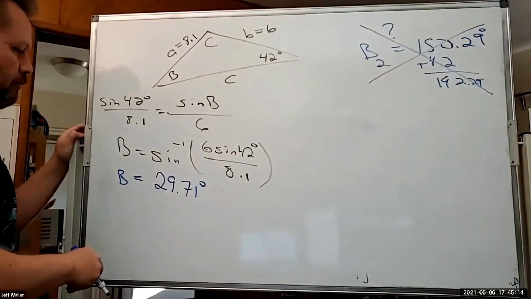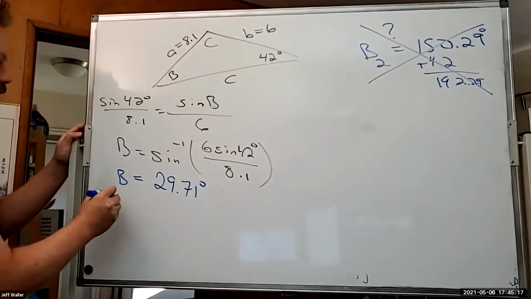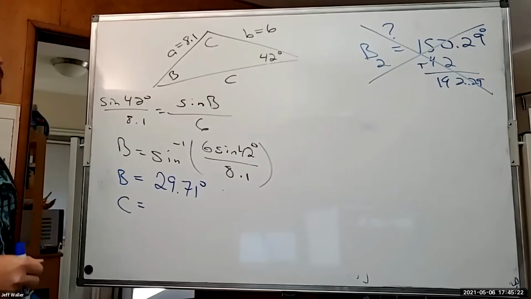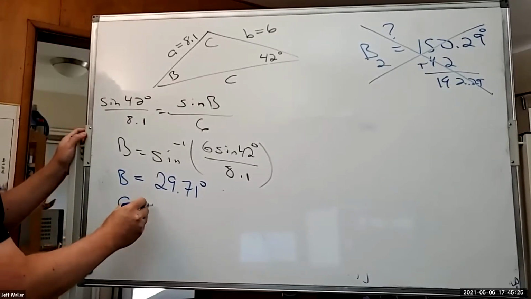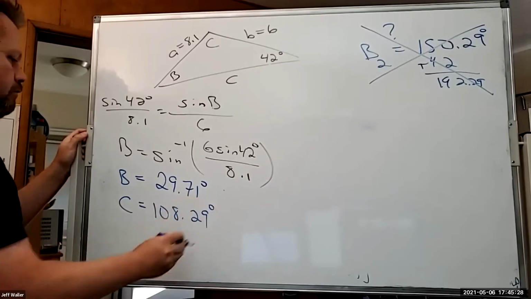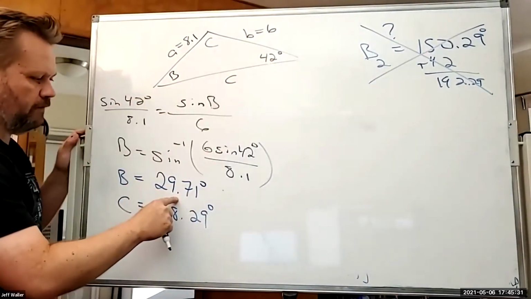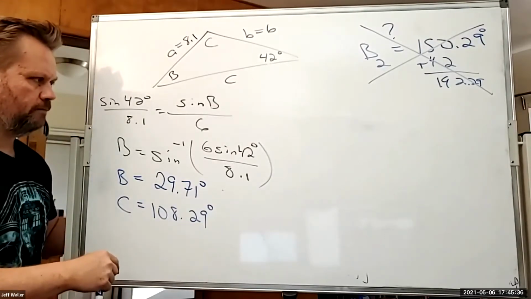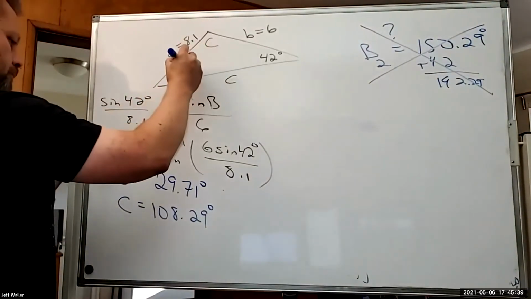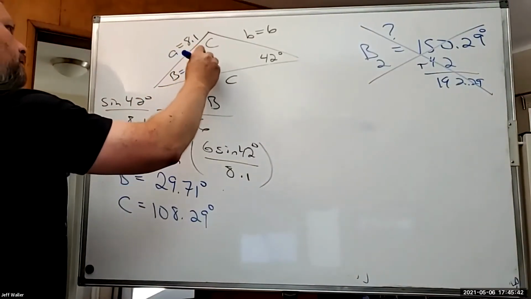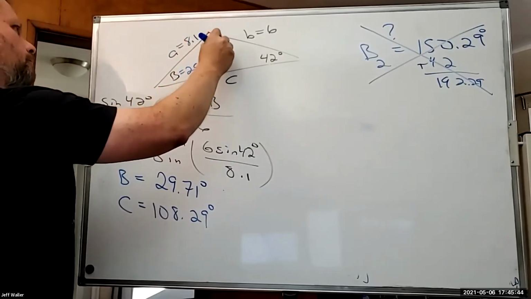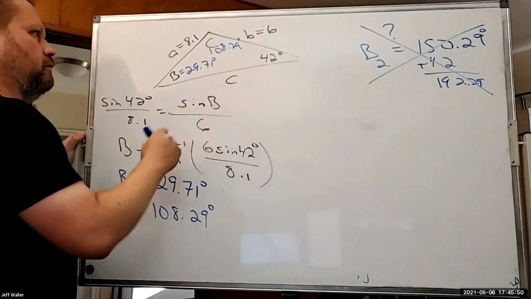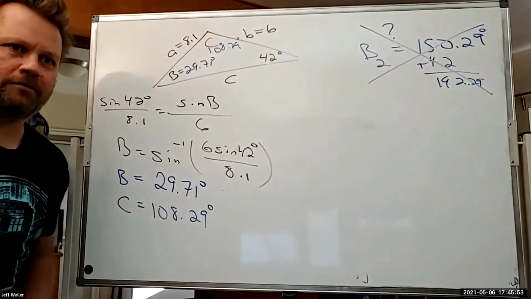So I'm not going to call that B1 anymore. It's just B. What's C then? What's angle C? 108.29. Yes, 108.29 degrees. Everybody cool with that? 42 plus 29.7 leaves over this much for C. And now the only thing I don't know is side C. Technically, you could use law of cosines if you wanted to, but why would you?